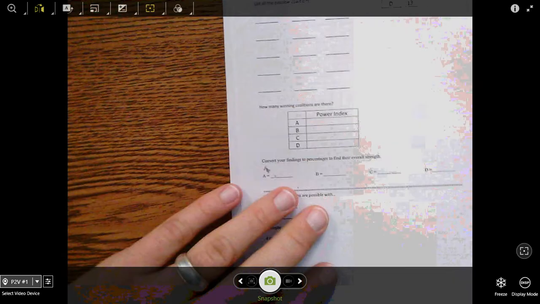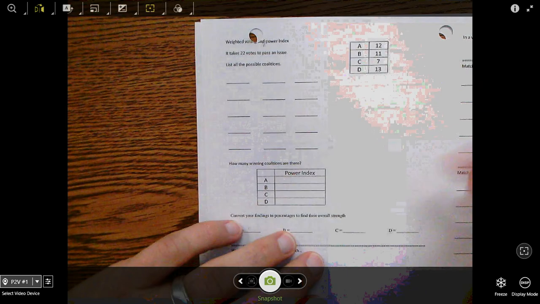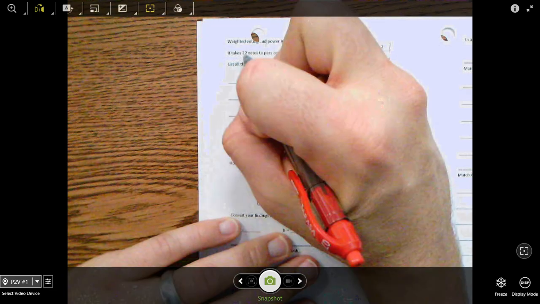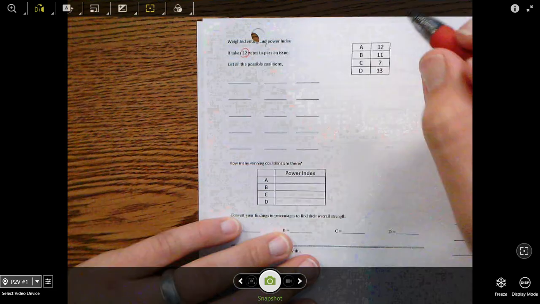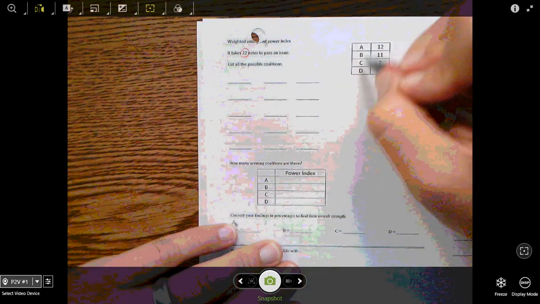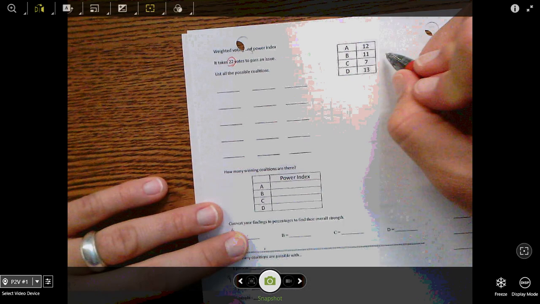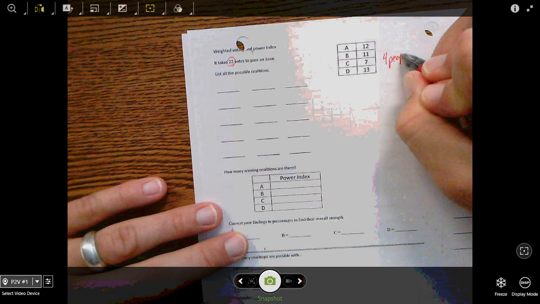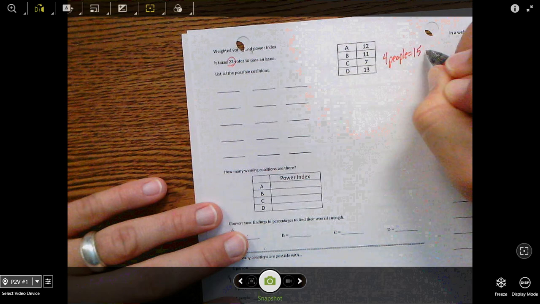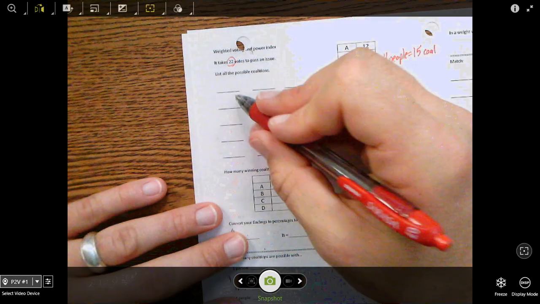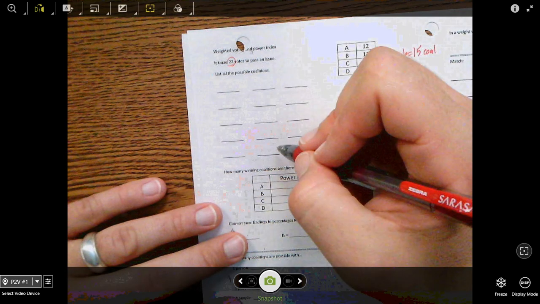There we go. All right, so the next one we have, it takes 22 votes to pass an issue. So this is a weighted voting and power index question. We have 4 people. And so we've got to create 15 coalitions. Remember, 4 people equal 15 coalitions. Now, I went ahead and put the blanks down to help you, but I can't promise you that it'll be on the test.